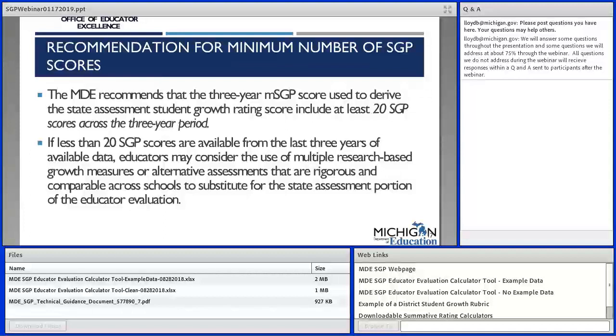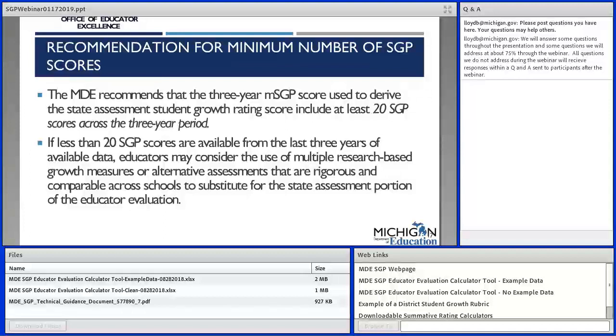Now, this isn't less than 20 students, right? If you were a teacher of record in both ELA and math, and you had 10 students who had SGP scores, you would have 20 SGP scores within the 1-year period. But this again is over a 3-year period, how many scores you have over a 3-year period. Now, I think it's also important to note the caveat here that if you have less than 20 SGP scores, the reliability and validity of the scores have decreased by crossing that threshold or below that threshold.